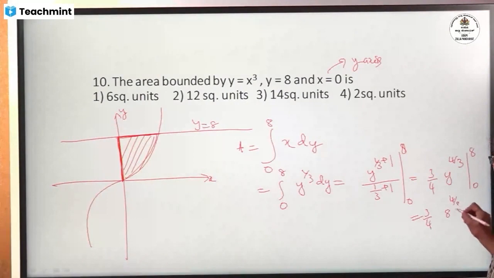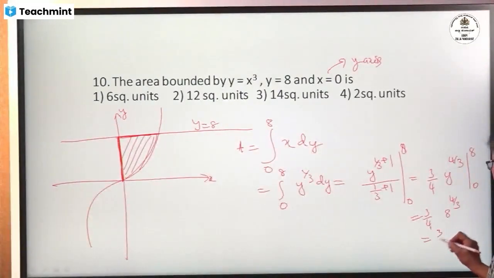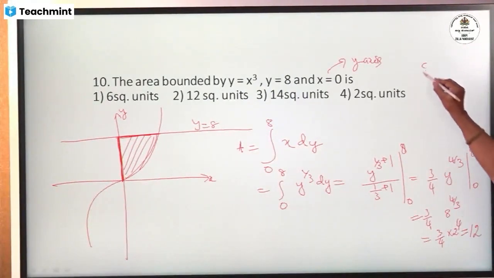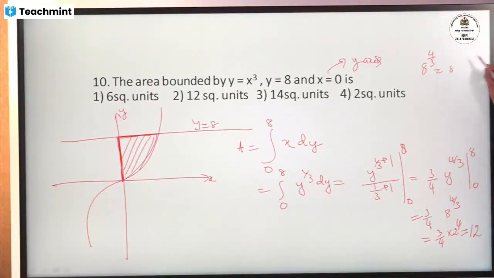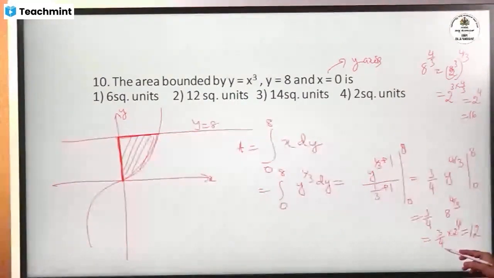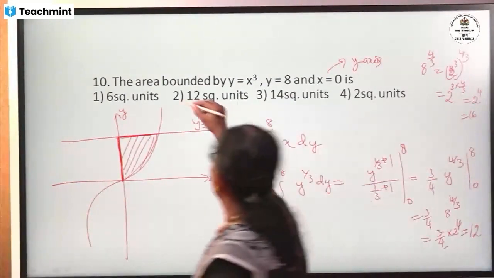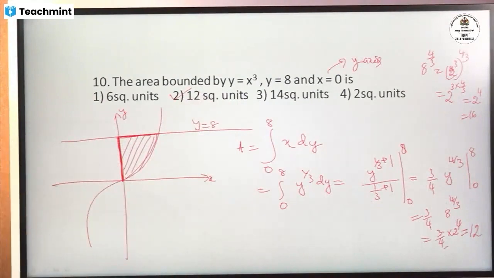8 to the power 4 by 3. So this is 3 by 4 into 2 power 4, that is 16 by 4, that is 4. The value is 12. 8 power 4 by 3, how do you simplify? It is 2 cube to the power 4 by 3. That is 2 into 4 by 3. So it is 2 power 4, which is 16. And 16 divided by 4 is 4. 3 into 4 is 12. So what is the area bounded? Is 12 square units.